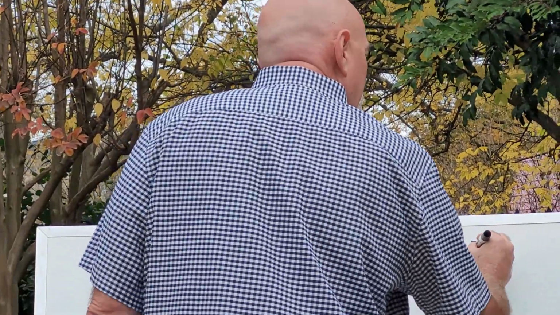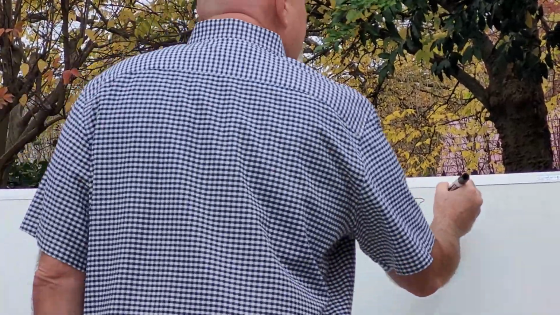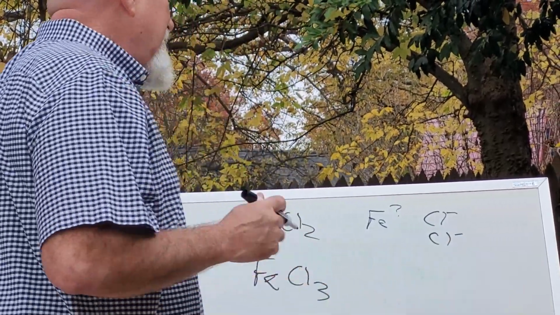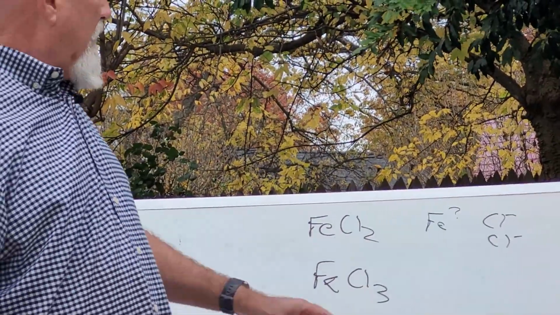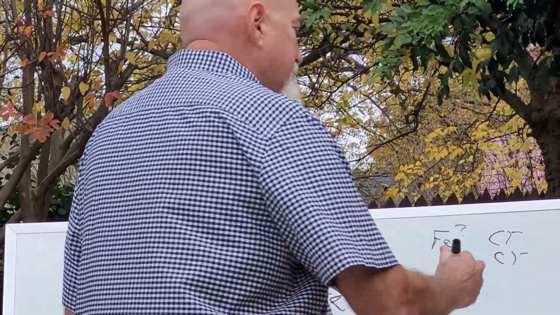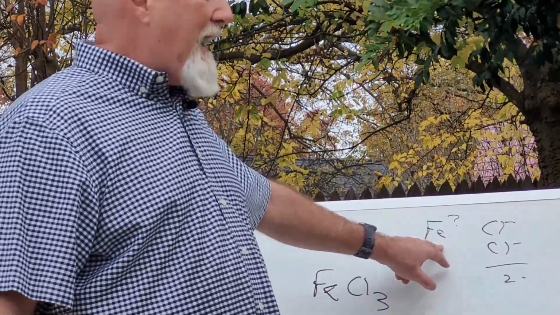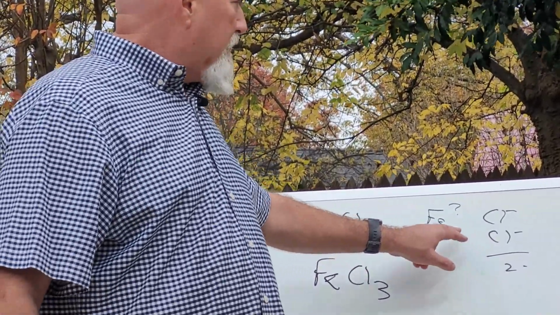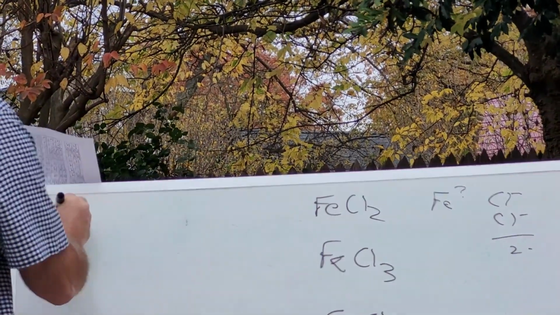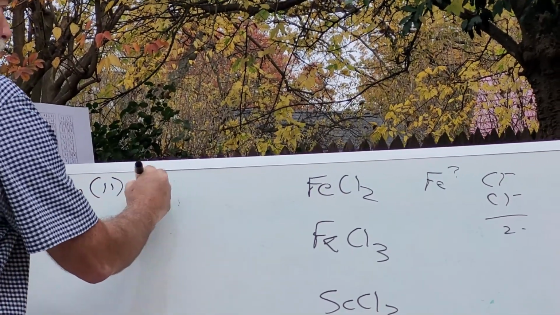So you've got iron, and you don't know what charge it is. And you've got 2 chloride ions. They each have a -1 charge. So I've got 2 of these ions at a -1 charge, so my total charge is 2 minus. So this 1 iron ion has to balance that out. So it has to be +2 to balance it out. That means this is iron, parentheses, Roman numeral 2, chloride.